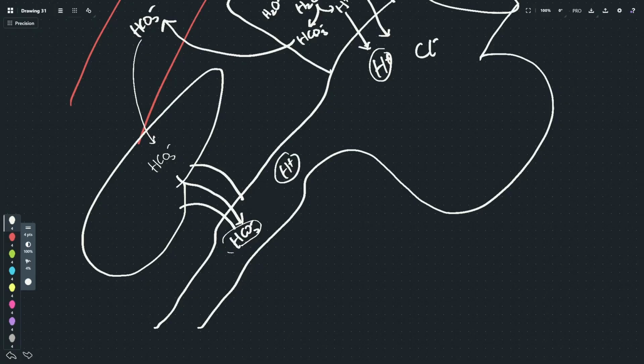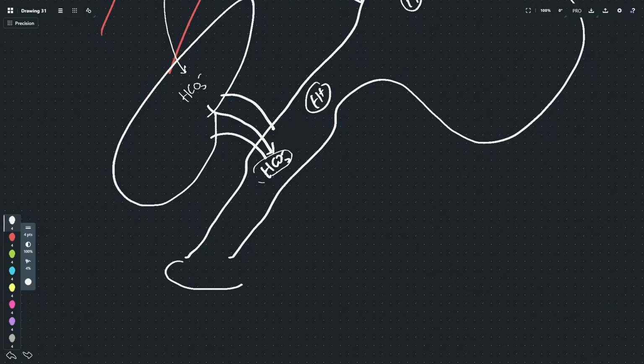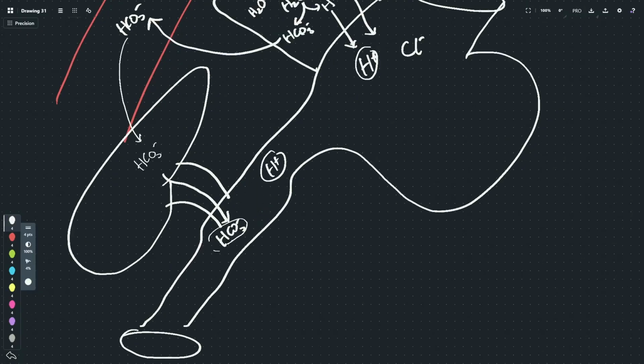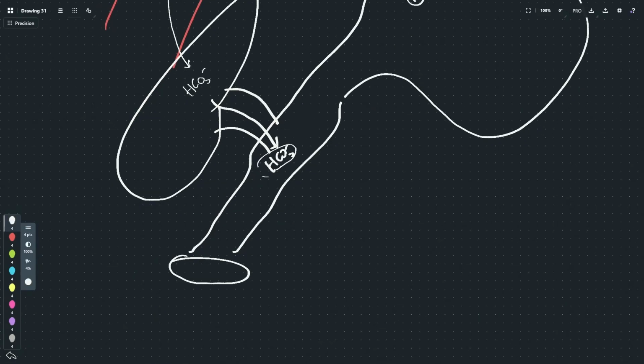Now the problem is, let's suppose a person develops diarrhea. If a person develops diarrhea and acid is still coming from the stomach, then this bicarbonate is lost, right? The baseline bicarbonate is lost.